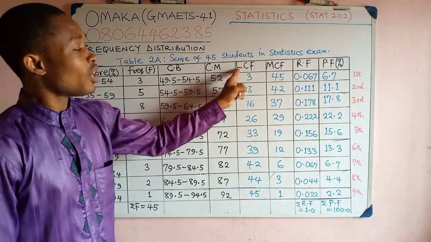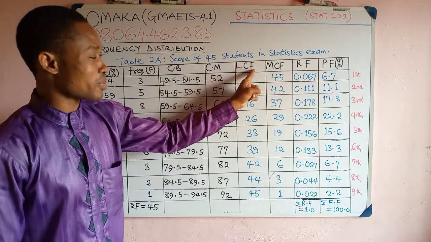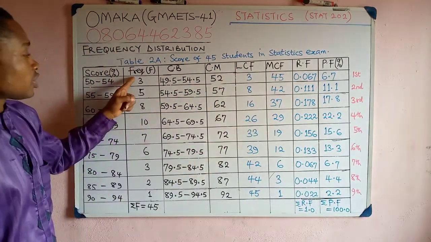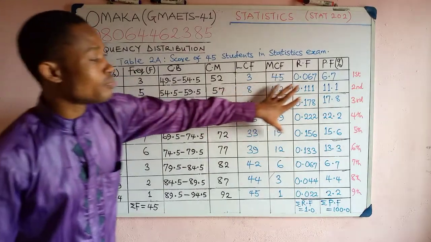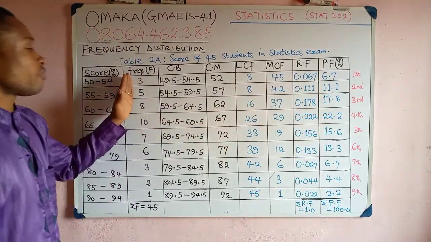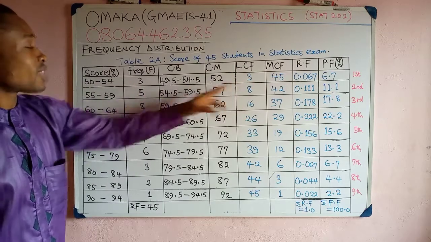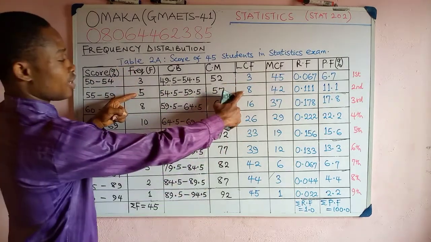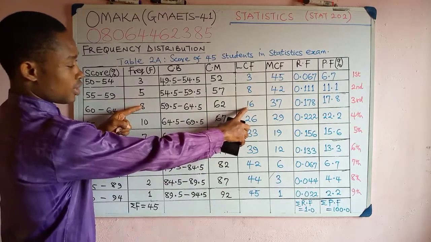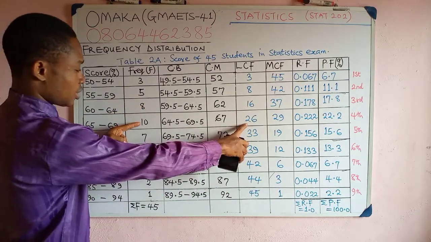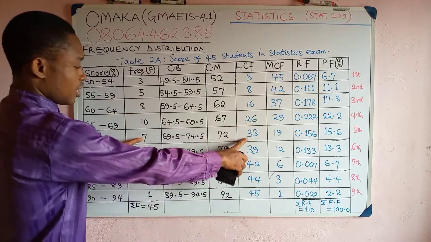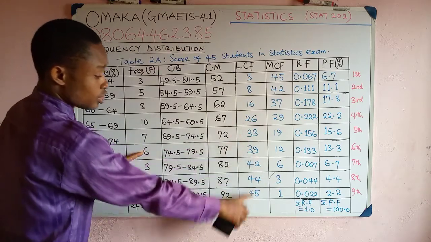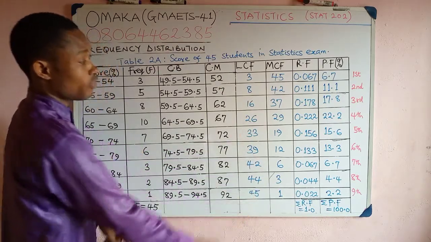For the lower, or the less than cumulative frequency rather, how do you do that? Come to this frequency. So all these blue marker writings are values you obtain from frequency. So for here you start adding 3 plus 0 will give you 3, plus 5 you get 8, plus 8 you get 16, 16 plus 10 you get 26, 26 plus 7 you get 33, 33 plus 6 you get 39. You do that down to the last, which will be 45.